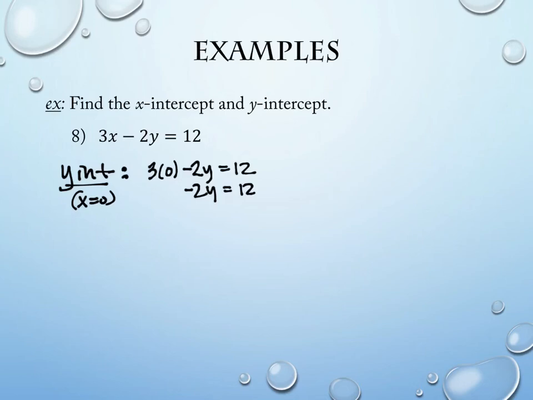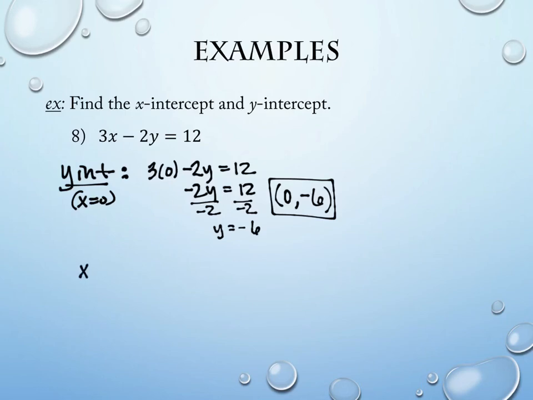What would I need to do to solve for y? Divide by -2, right? And so what would I get? -6? Yeah. So y equals -6. But the solution, the answer to the question is 0, -6, because it's an ordered pair. Is that all right? That's my y-intercept.